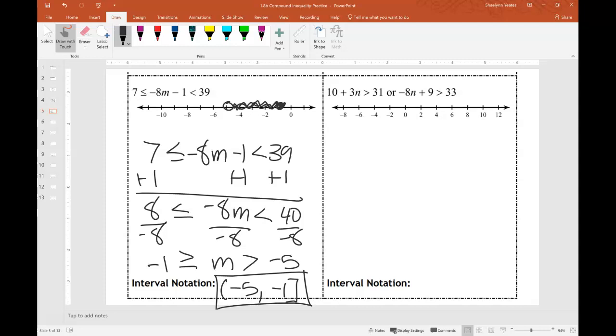This one's nice because when you put the dots on there, you'll see that if it's an and, you have to go towards each other. And if you divide by a negative and you forgot to flip your inequality signs, it's okay because it's still obvious where you should color.